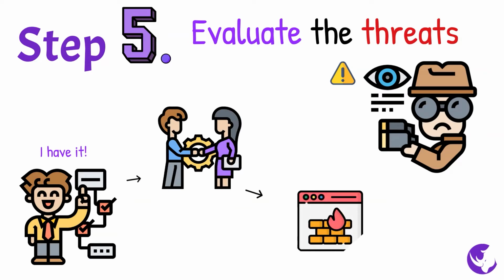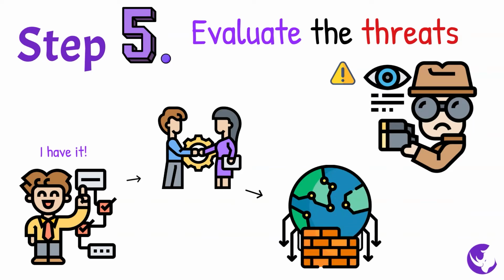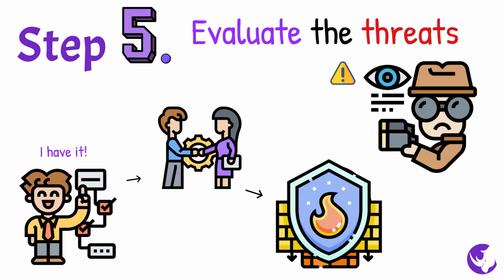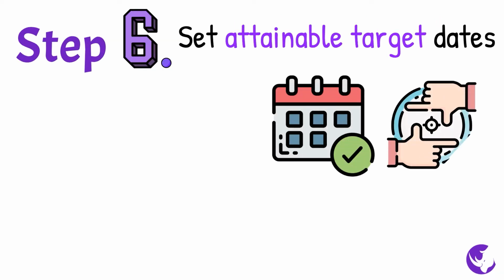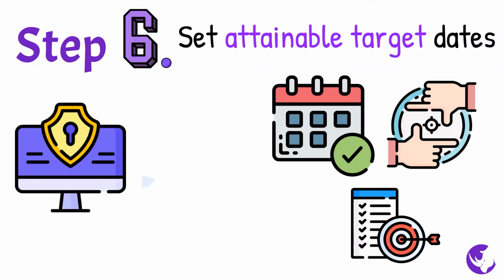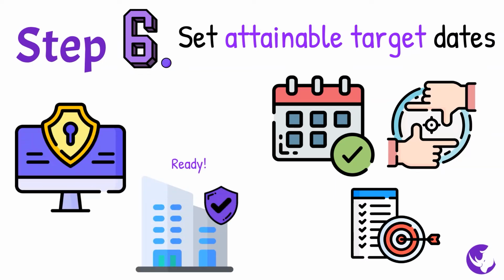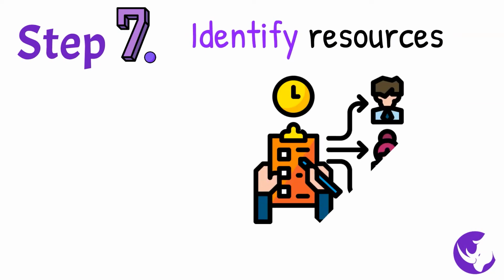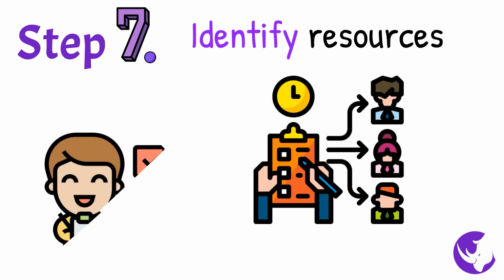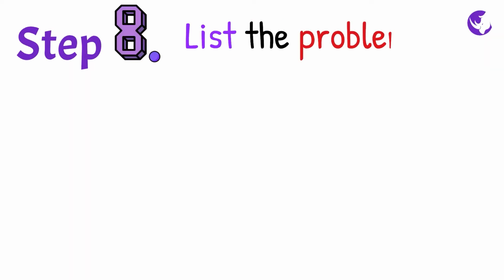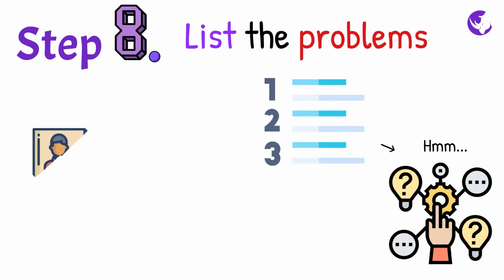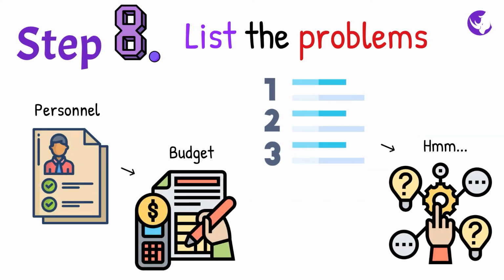For example, if you are already setting up a network firewall, there may be options to help deal with malware or spam within the firewall. Step 6. Set attainable target dates for all identified cybersecurity tasks and security safeguards that you plan to purchase. Step 7. Identify resources that will be needed to implement the plan in the first year, including people, time, and money. Step 8. List any issues that may hinder your plan, such as a lack of personnel or budget.